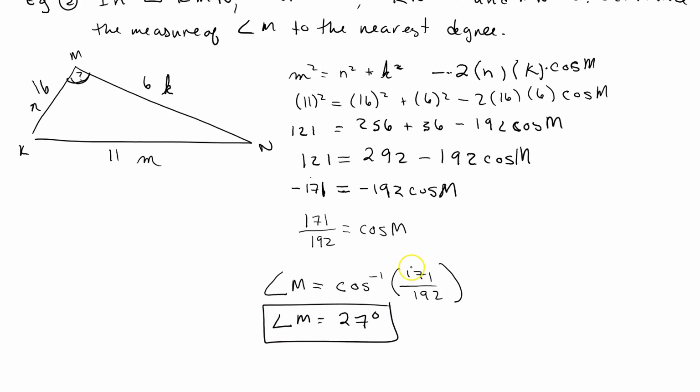Now I just want to highlight something. Remember that it's an acute angle, right? It's between 0 and 90. What is the sign on the cosine ratio? It's positive. Think about that connection.